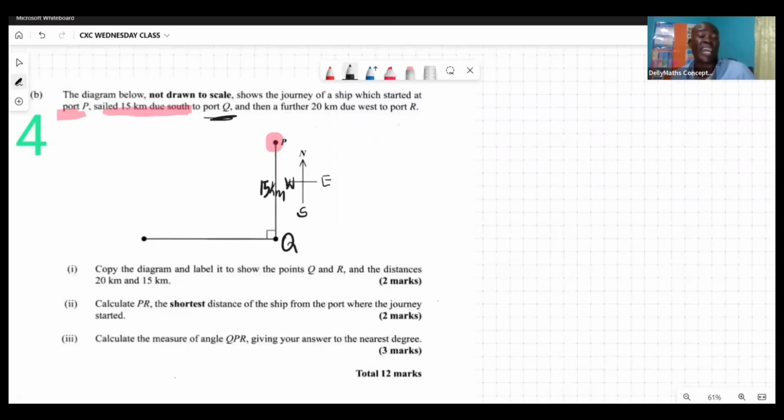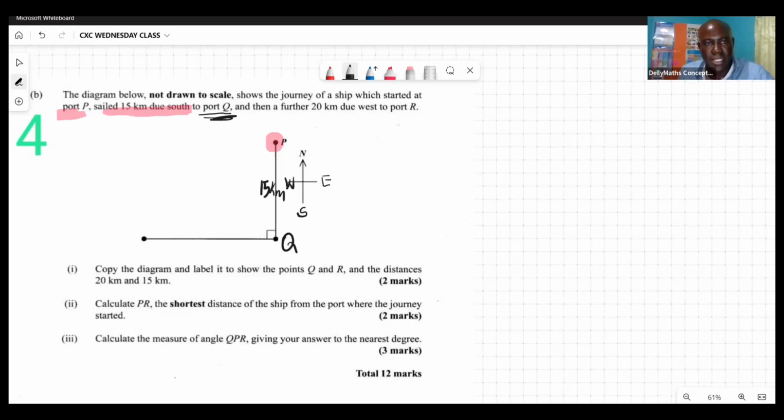See, I label as I go. So I am at P, and then I came down south 15 until I reach Q. So I write Q there. It's based on the information that I'm labeling from, nothing else. So we came down to Q.